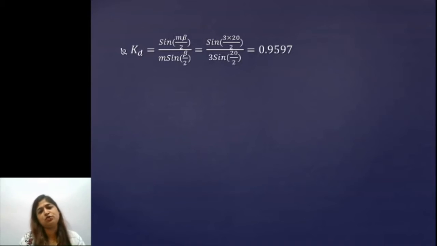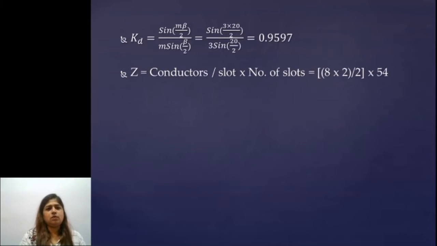Okay. So once we got the values of Kp and Kd, now we will find the total number of conductors because we need to substitute that value in the EMF equation. What is the formula for the EMF equation? 4.44 Kp Kd F phi T per phase. So we have F, phi, Kp and Kd. Now we need to find turns per phase. So let's find out the total number of conductors now.